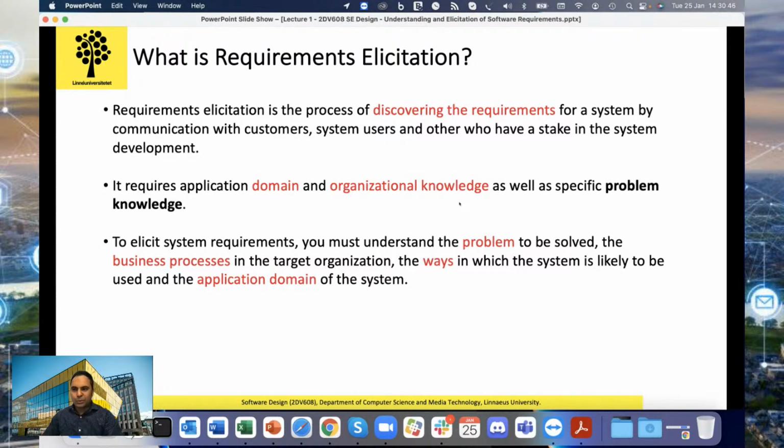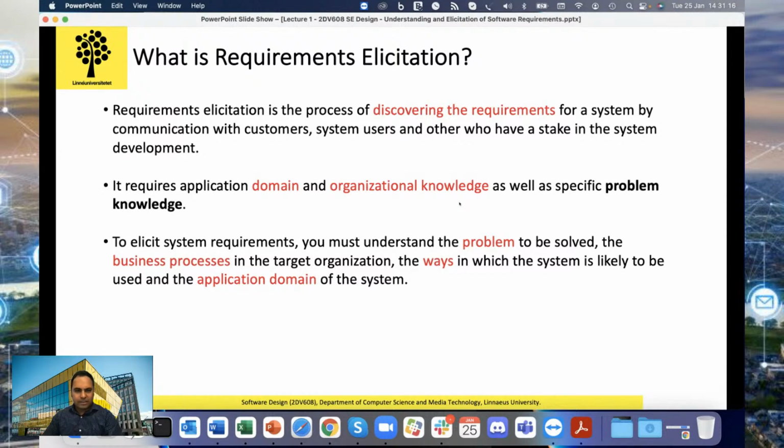In order to do the requirements elicitation, you need the application domain knowledge and also the organizational knowledge, and most importantly, the problem knowledge. So let's say we are developing a website for an e-commerce system. We should know how an e-commerce business runs.